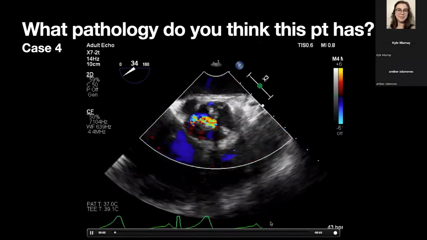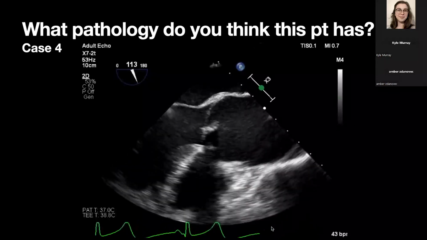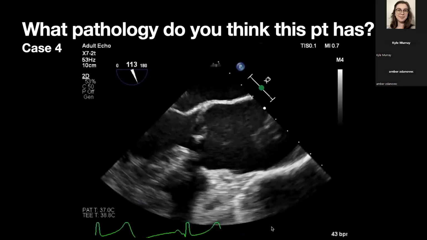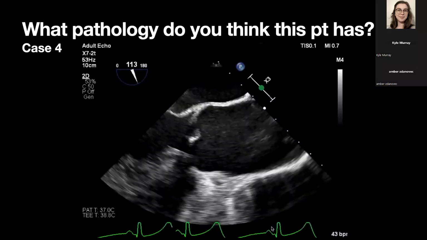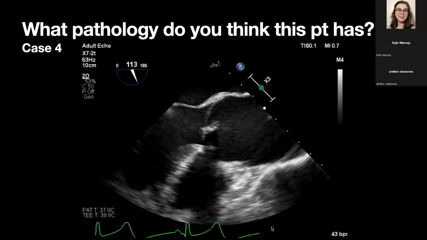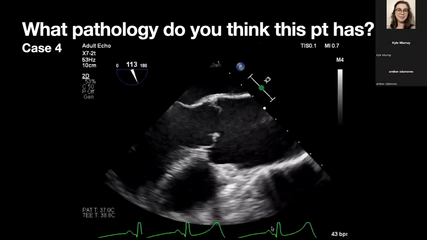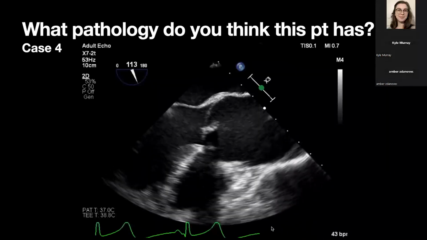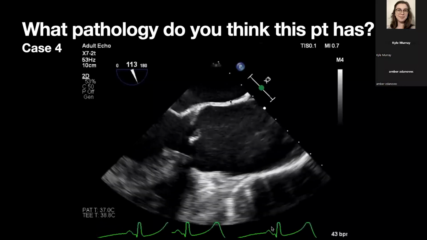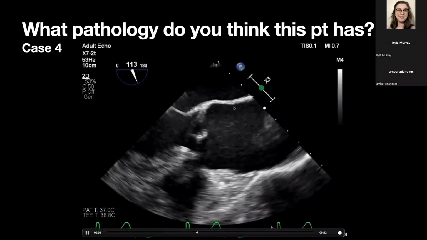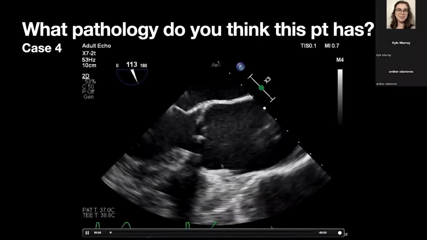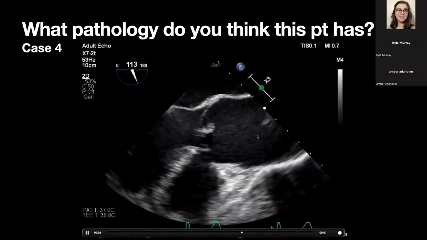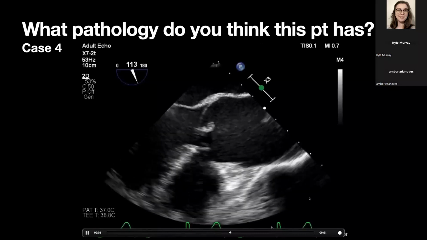So what catches your attention in this view? Anything. Okay, so the leaflets look like they have some stuff on them, whether it be calcium or something else. What else catches your eye about this picture? Yeah, so you don't even see a great sinus and then an ST junction. It's all been effaced. So they've got at a minimum a dilated root. It's hard, you'd need more views, but anyways.